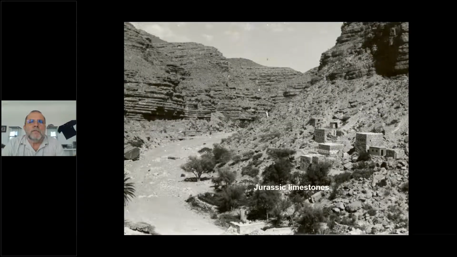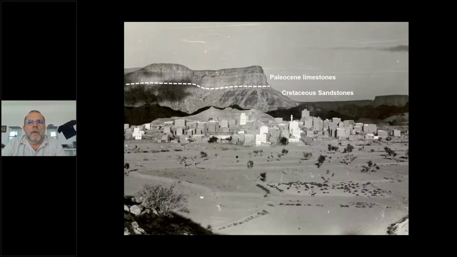So this platform sediments look like this. This is Jurassic limestones. Some houses of the local Yemeni people living here. Or this one, a typical Yemeni town surrounded by these huge platform sediments, 1,000 meters of Cretaceous sandstones, overlain by Paleocene limestones and followed by Eocene and younger gypsum and shales, etc., etc.